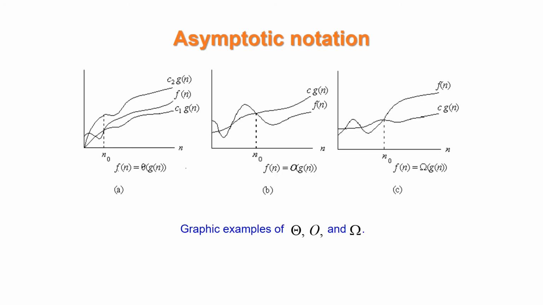The following graphs are examples for theta, O, and omega. In the first graph, f of n equals theta of g of n: f of n lies between c1 g of n and c2 g of n. f of n equals O of g of n: the curve f of n lies below the curve c g of n. f of n equals omega of g of n: f of n lies above c g of n. These are graph examples of theta, O, and omega.